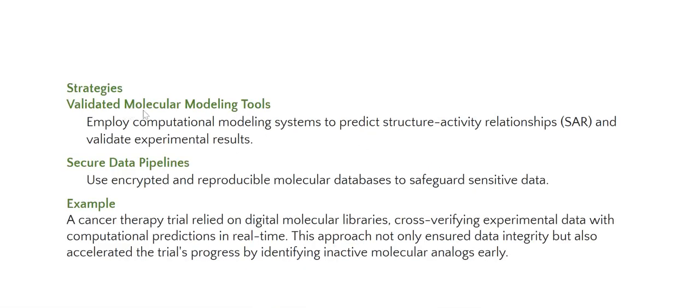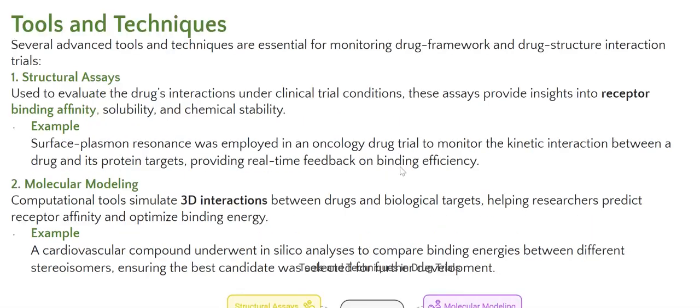Strategies in data integrity: validating molecular modeling tools, employing computational modeling systems to predict structure-activity relationships, SAR, and validate experimental results; and secure data pipelines, using encrypted and reproducible molecular databases to safeguard sensitive data. Example: a cancer therapy trial relied on digital molecular libraries, cross-verifying experimental data with computational predictions in real time. This approach not only ensured data integrity but also accelerated the trial's progress by identifying inactive molecular analogs early.